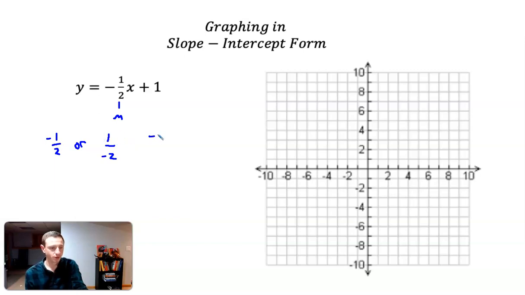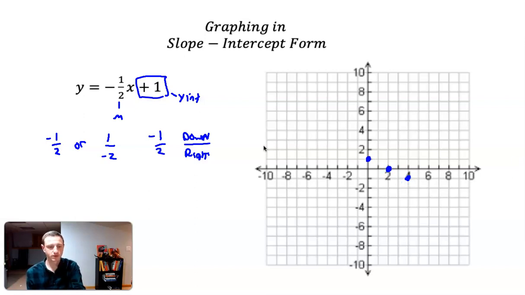So let's say I'm going to go with the negative 1 over 2 because I think that's a little bit more natural. I think more people would probably just go with that route. We're putting the negative with that value. So that means I'm going to go down and to the right. So what's my y-intercept though? My y-intercept is positive 1. So positive 1 is here. I'm going to go down and to the right. So down 1 to the right 2. Down 1 to the right 2.